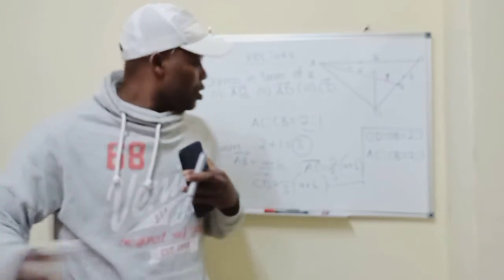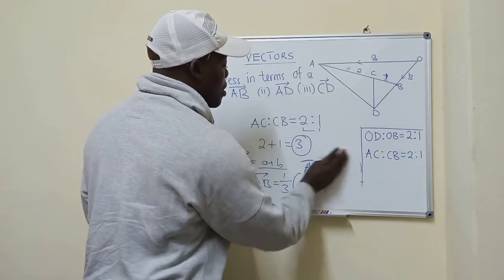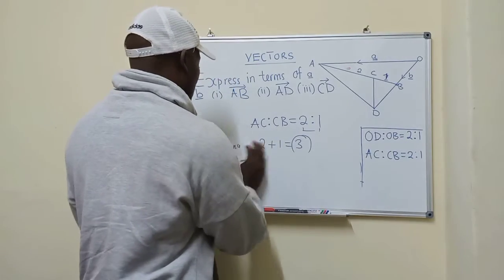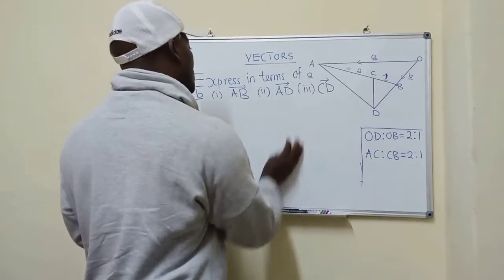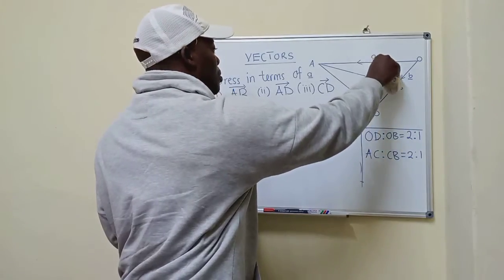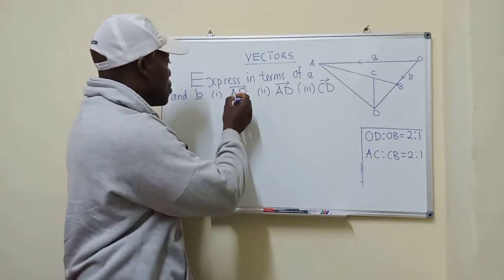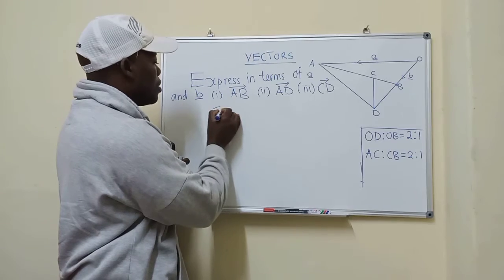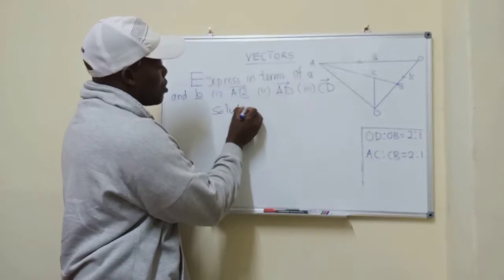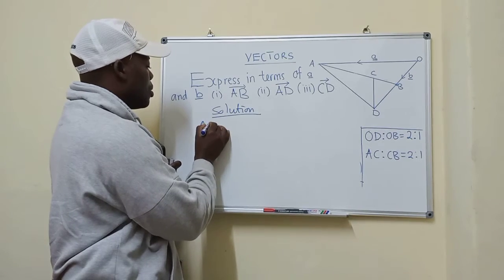So now let's try to answer the questions. I just wanted you to have an idea on how ratios work so that it becomes easier for you to understand these questions. So without wasting our time, here we need to answer number 1. So say solution. So for number 1, it's AB.